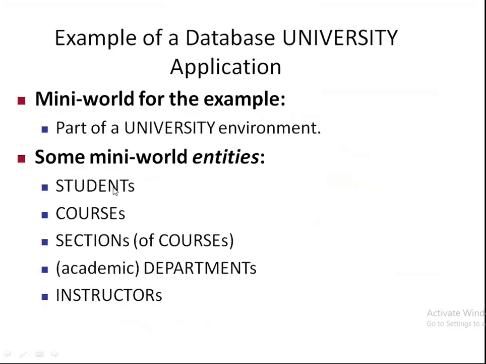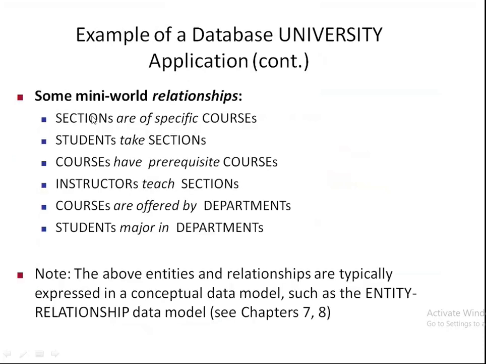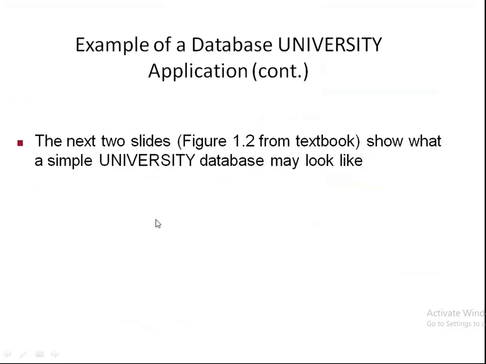And also here we are going to give a relationship between each of these entities. That is mentioned here: students take sections. Courses have prerequisite courses. Instructors teach sections. Courses are offered by the departments. Students major in departments. So this is how we are going to give the relationship between the entities.